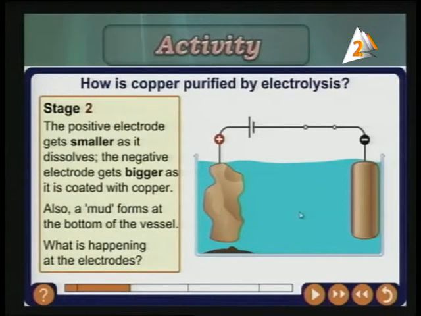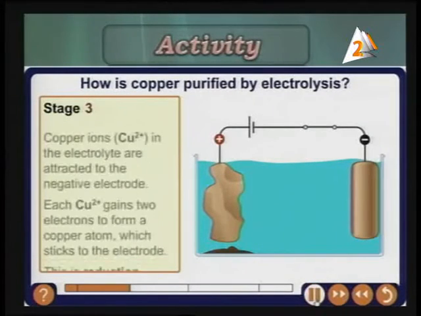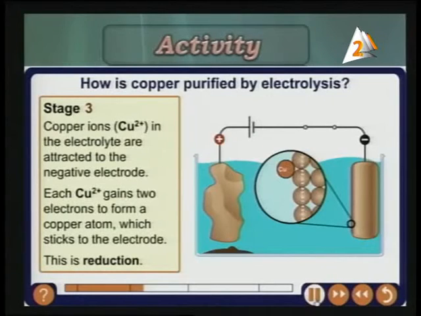What's happening at the electrodes? Let's see here. The copper moves from its compound inside the electrolyte to collect on the negative rod. Why? Because it gains 2 electrons and changes into copper atoms. So the copper is collected at the negative pole, on this rod.